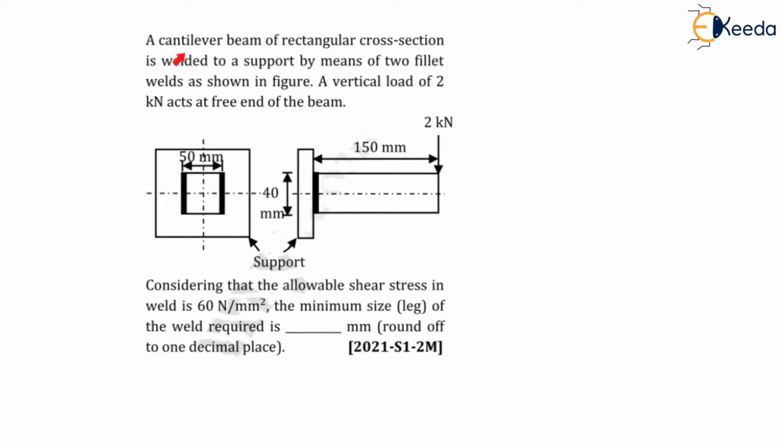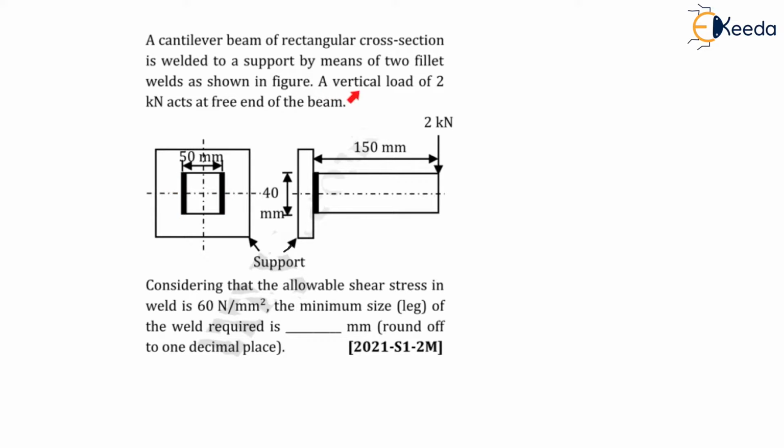The question is, a cantilever beam of rectangular cross section is welded to a support by means of two fillet welds as shown in figure. Now here there is a cantilever beam. This beam is welded to the support. Here you can see this support. Right here, this is another view of the support. Support is a plate, and to this plate, this beam having the rectangular cross section is welded here, and there are two welds.